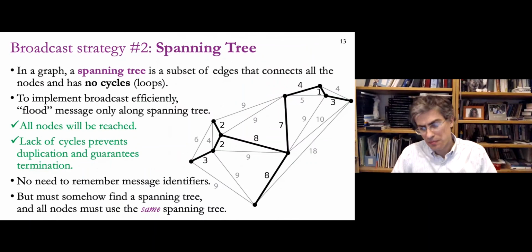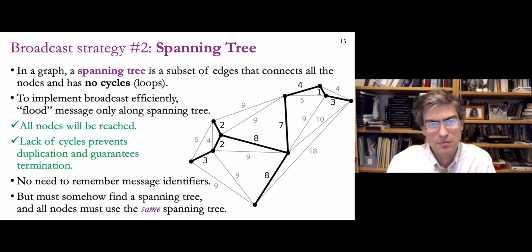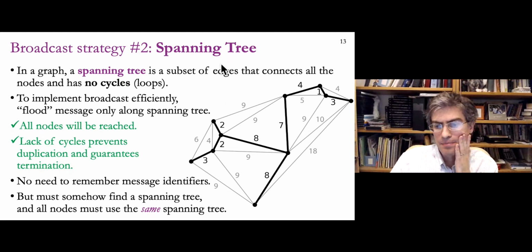So that's a summary of how to do link state flooding, as you'll need to do it in the project. There is another way to implement broadcasts in general, instead of flooding, which is by using a spanning tree. A spanning tree is a subset of edges in a graph that connects all the nodes but has no cycles.